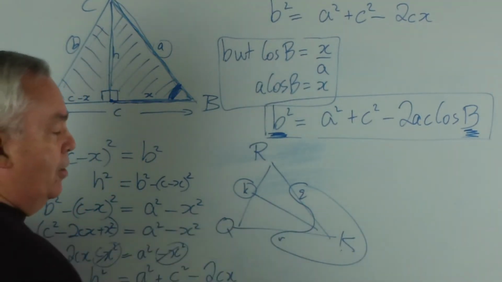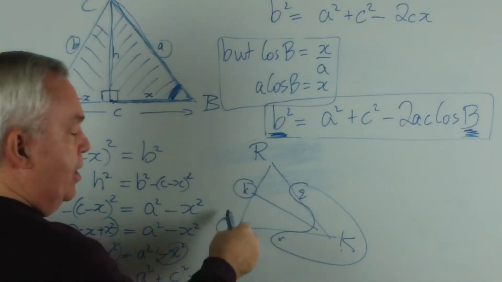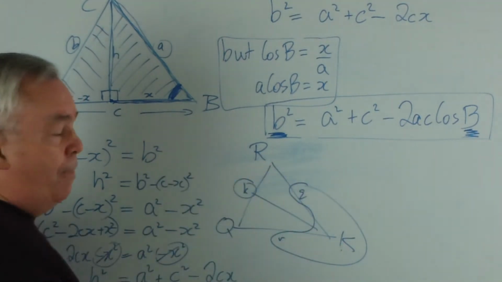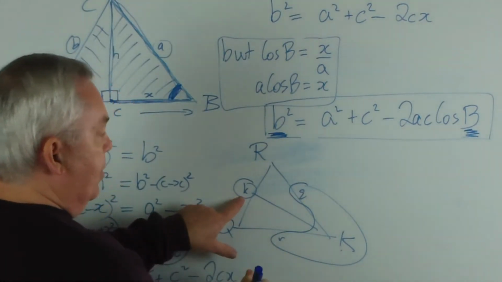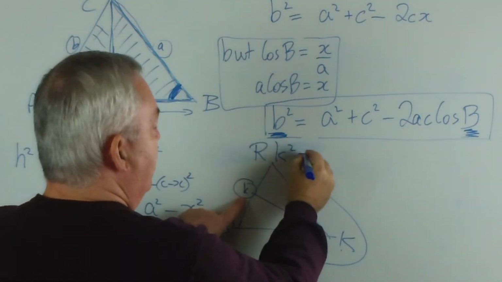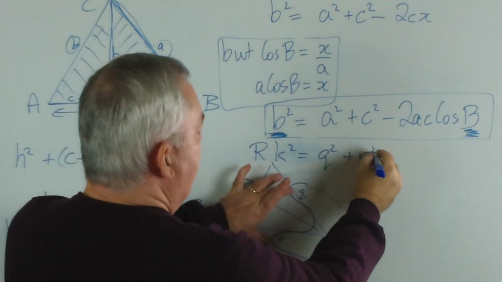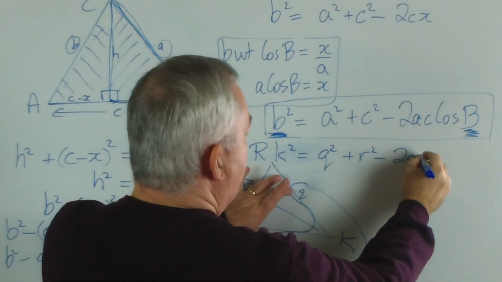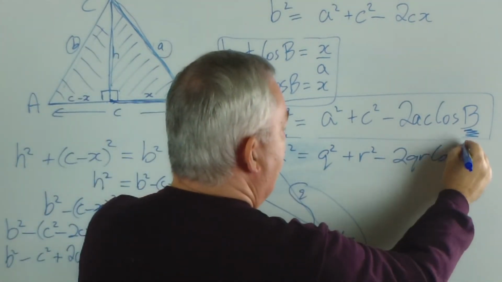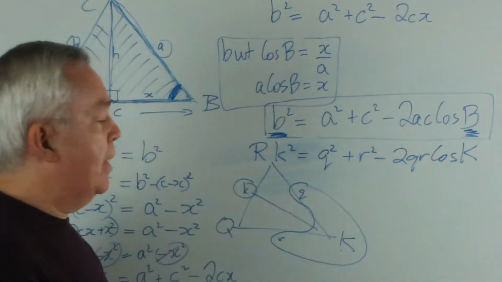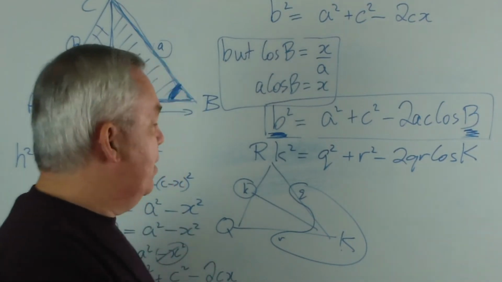And this is the pattern I look for. I hope you can see it looks like a letter C sitting on one of the corners. C for cosine. And all I would write, I'd start with K squared, and then it would be Q squared plus R squared minus 2QR, because they've got to be the same letters, times cos K. That's the way it's derived and written.